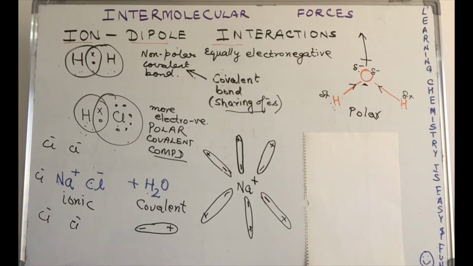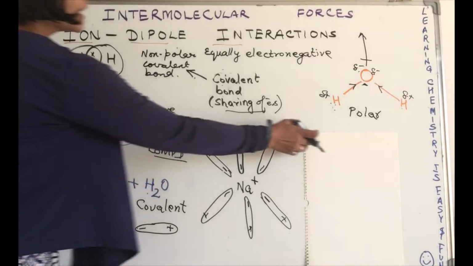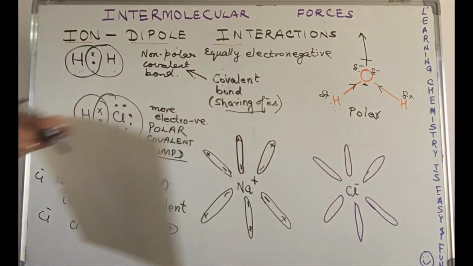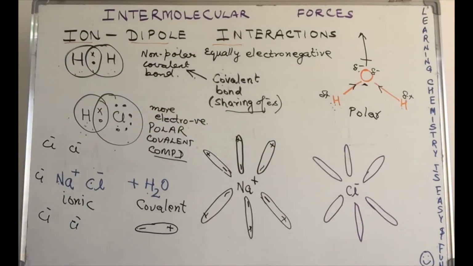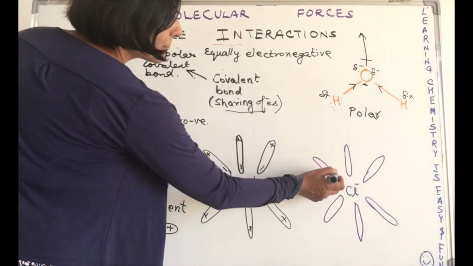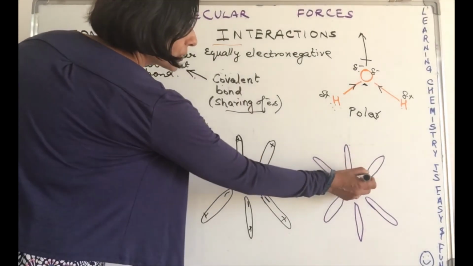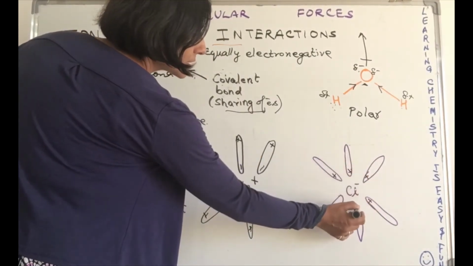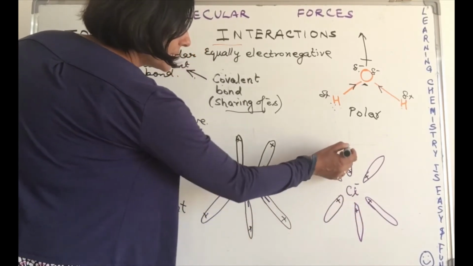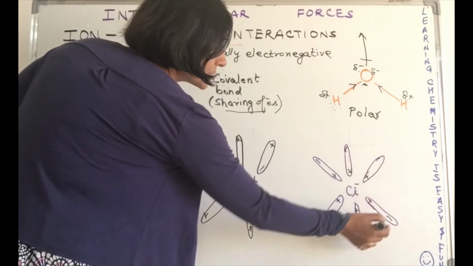What about the chloride now? Oh, even that is not left alone. So we have the chloride ion again surrounded by water molecules, but the positive end of the water molecule will now face the chloride ions, right? You see over here?